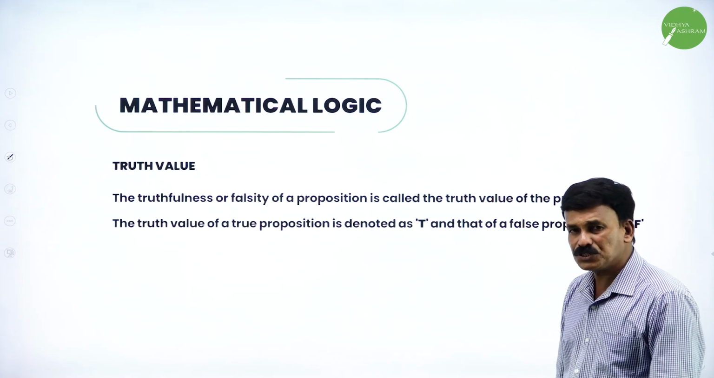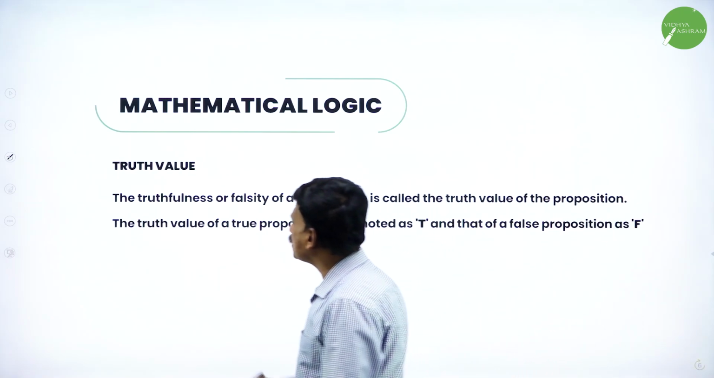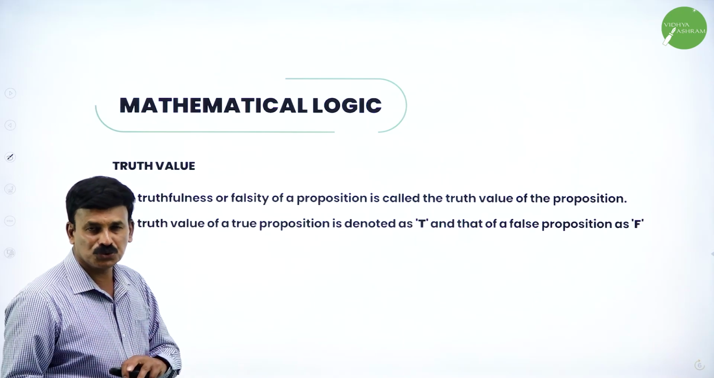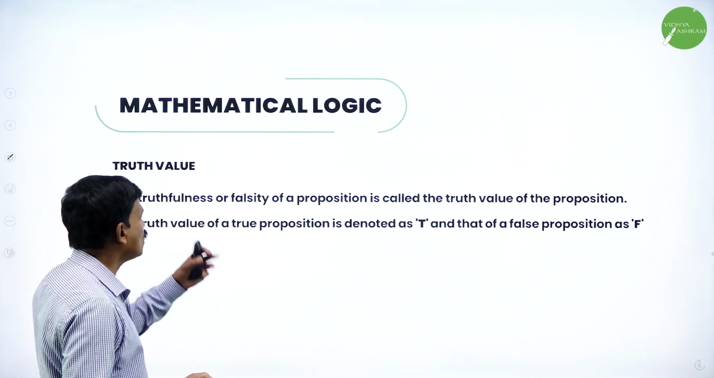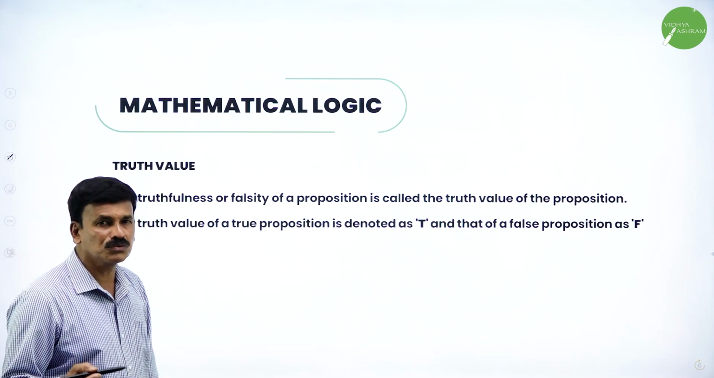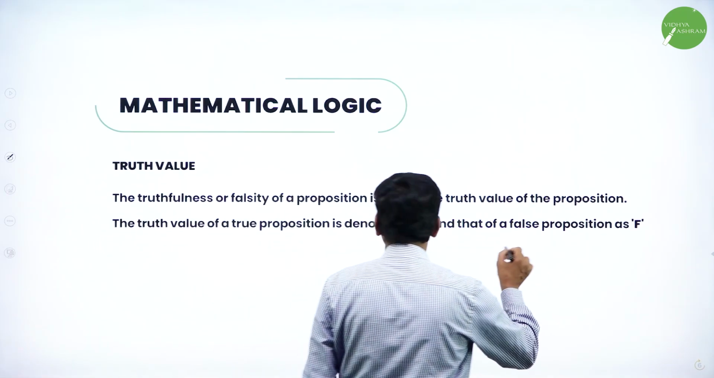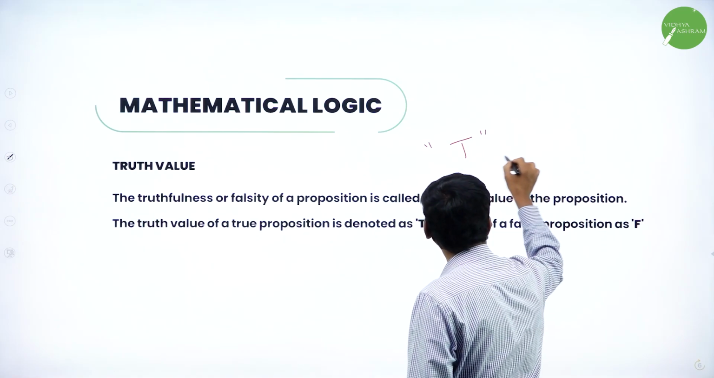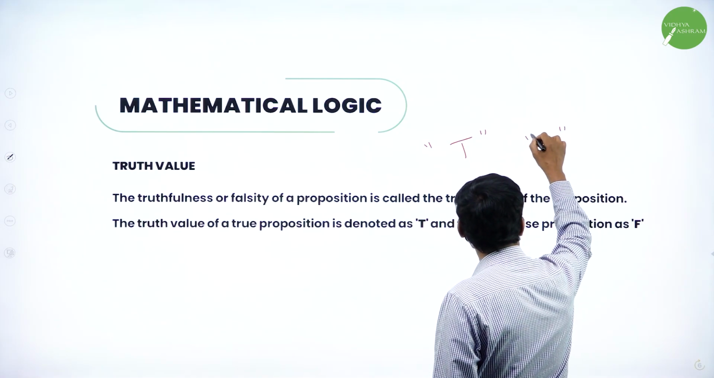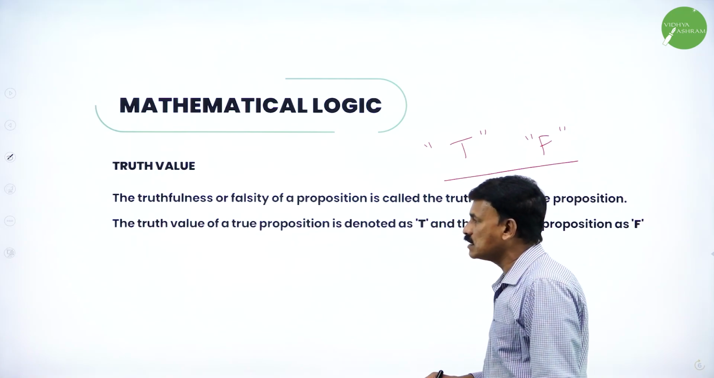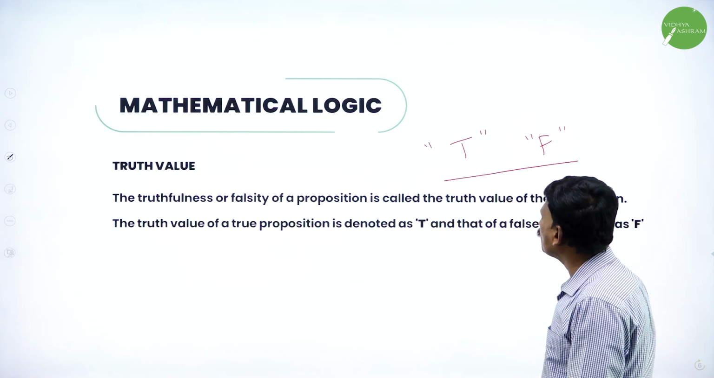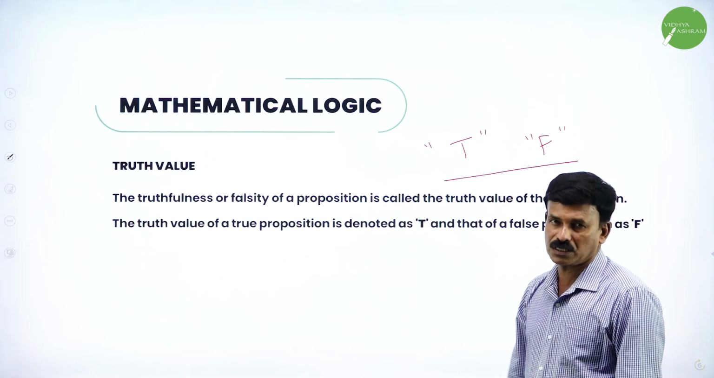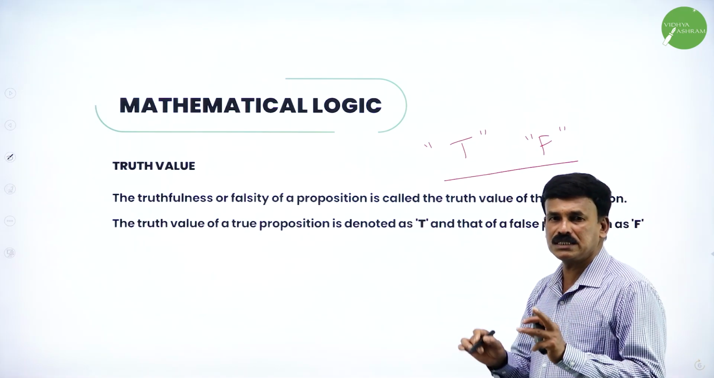Now, let us know regarding the truth values. What is the truth value? The truthfulness or falsity of a proposition is called the truth value of the proposition. The truth values are denoted as T and F. So T and F are called the truth values.